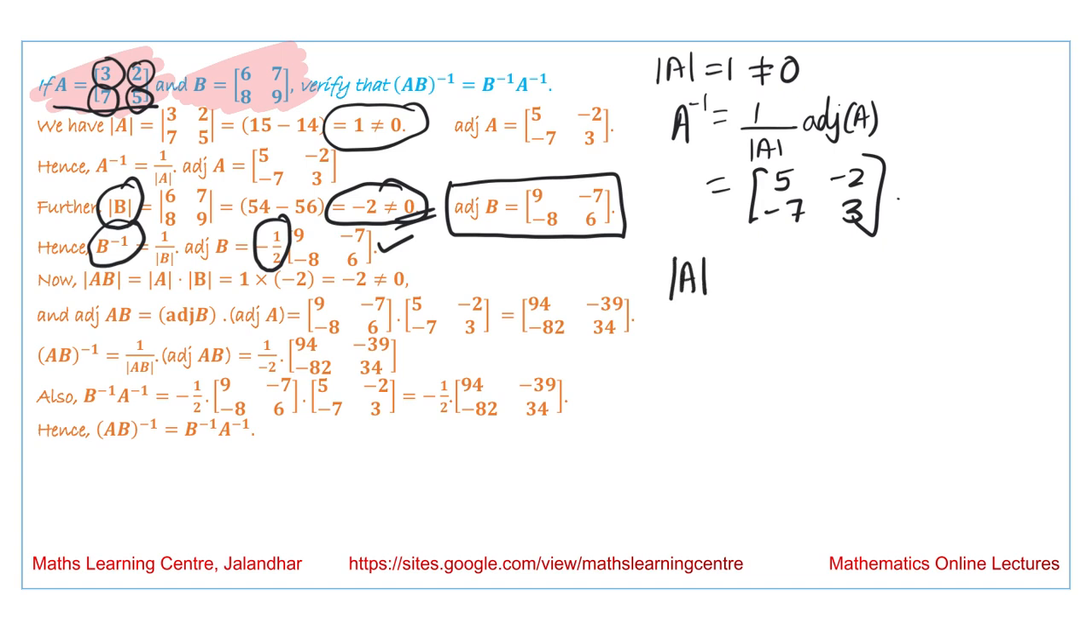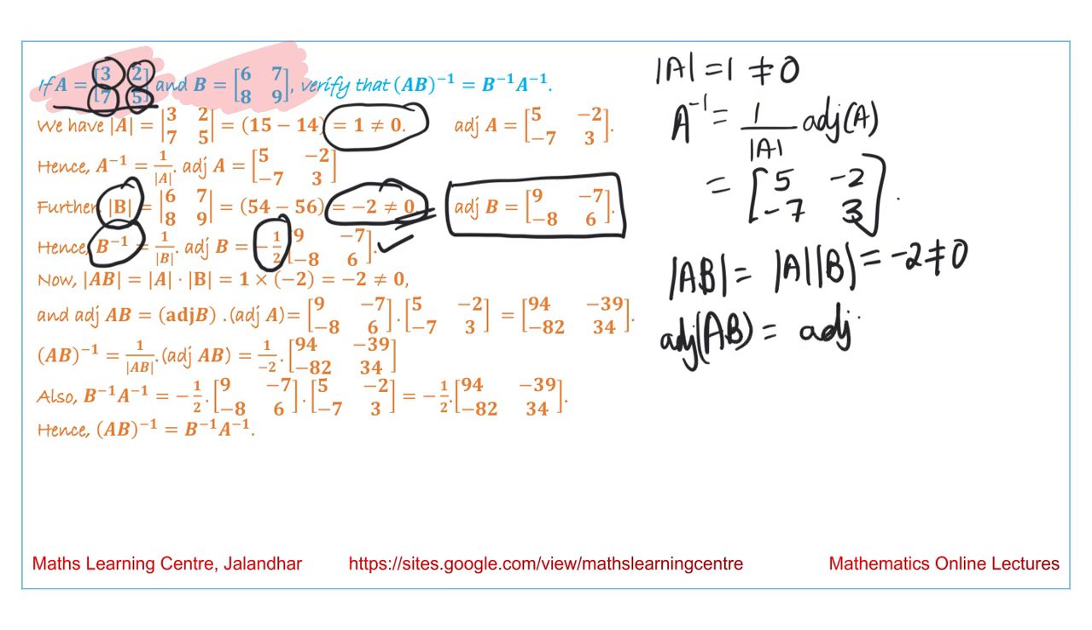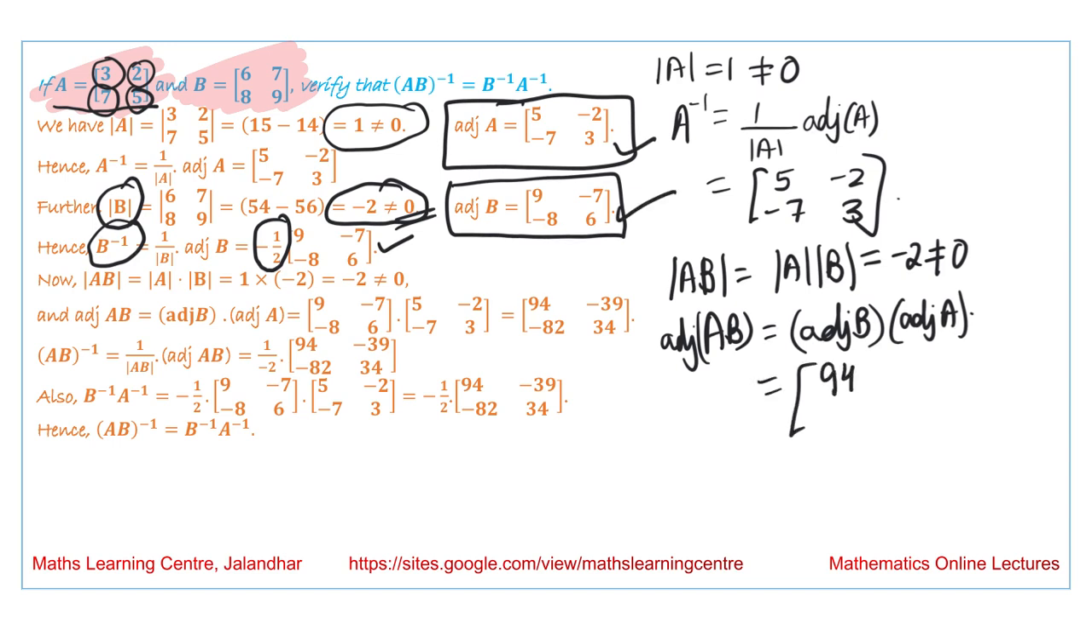So when we calculate determinant of AB, we know that it is equal to determinant of A into determinant of B, so that comes out to be minus 2 and it is not equal to 0. So we are saying that determinant of AB is non-zero, it means it is invertible. So to write the adjoint of AB, we are using the formula that it is equal to adjoint of B into adjoint of A. We know the value of adjoint A, we know the value of adjoint B. So when we multiply both these, we obtain the answer, it is 94, minus 39, minus 82 and 34. So this is one of the methods to find this.